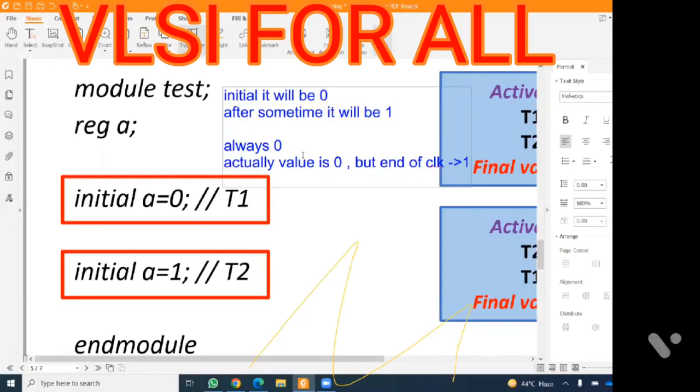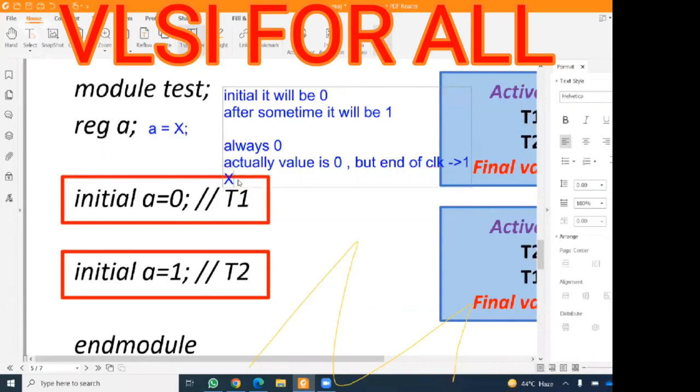Basically the initial block always starts at time 0. It will just print the default value of A, because if you have initial A equal to 0 and again initial A equal to 1, it prints what the simulator has. So it will be a default value. In the previous slide we discussed that the default value of a register is X, so we can say that initially it has X. So what will $display give? The answers I heard are that it depends on the simulator, and one answer is X.